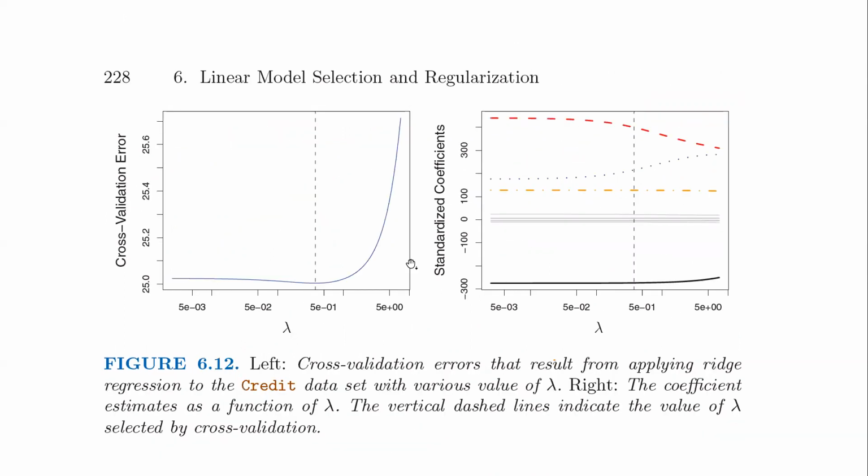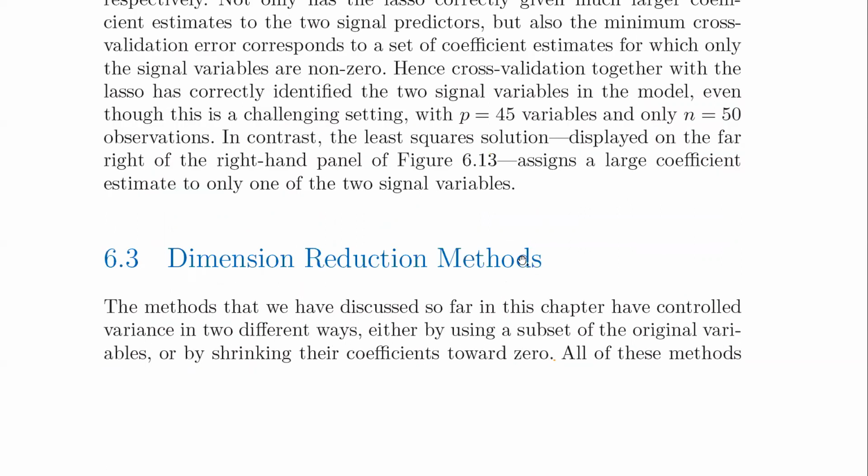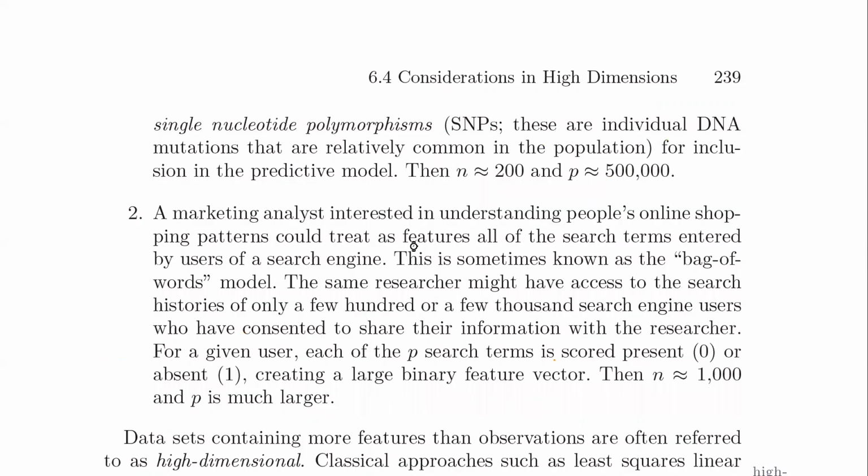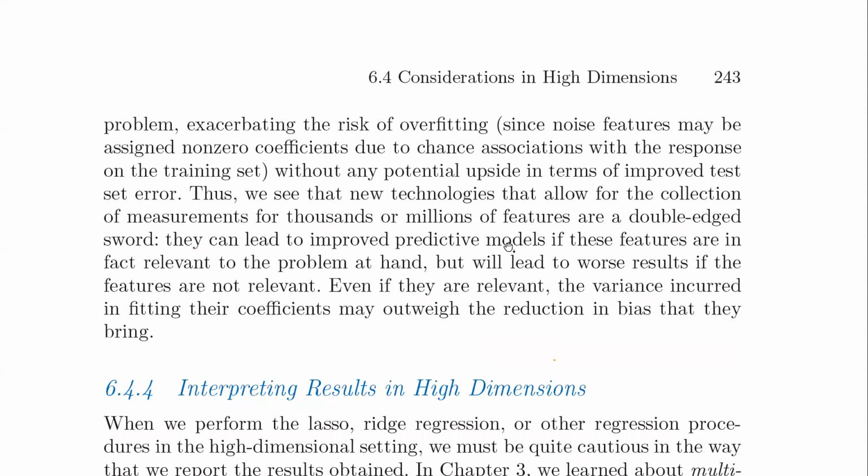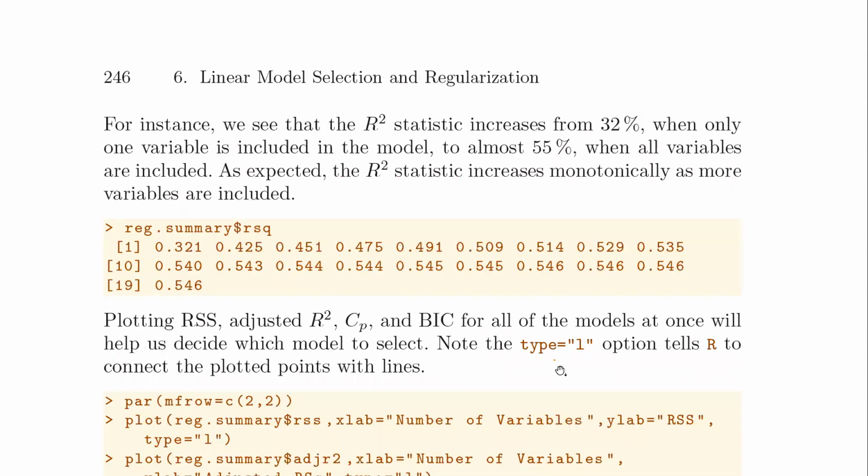And then we'll have 6.3, which is the dimension reduction methods. 6.4 is considerations in high dimensions. Oh, look. So like in DNA, you're looking at 200 people, but on each person, you have information relating to 500,000 DNA type data. And 6.5 is labs. But we're going to stop over here.